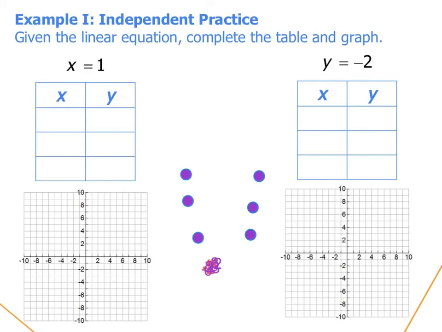Alright, independent practice. On one side you got x equals 1, and on the other side y equals negative 2. I want you to pause the video now, complete the tables, and graph the lines. When you're done, unpause the video to see if you are right.